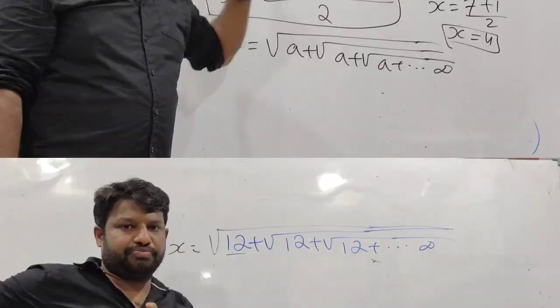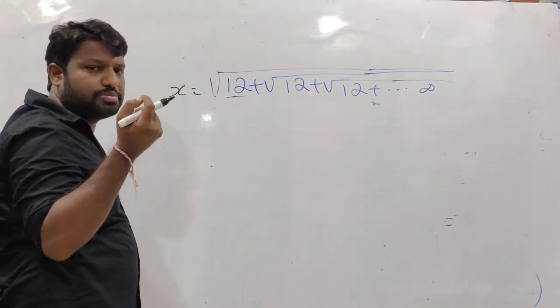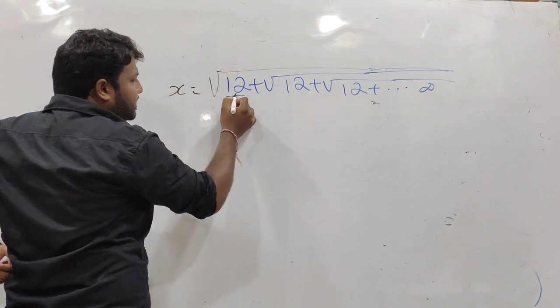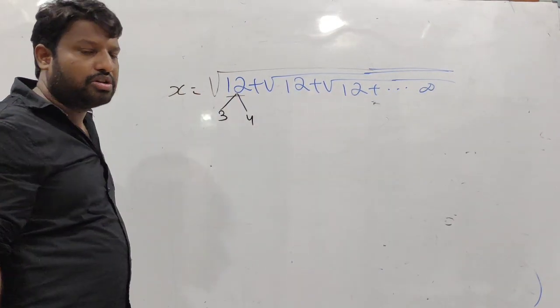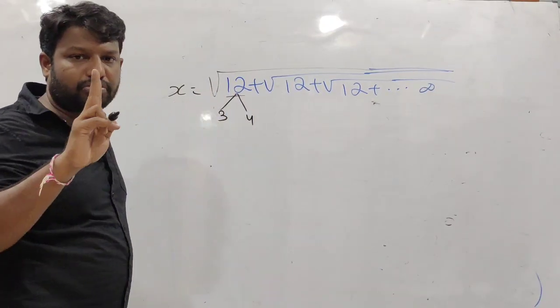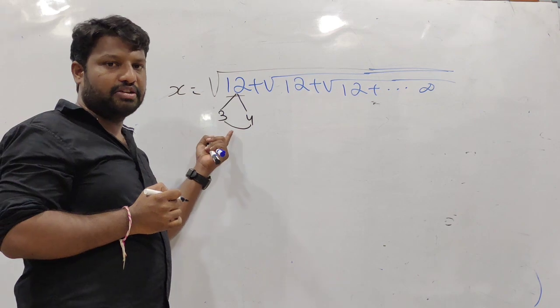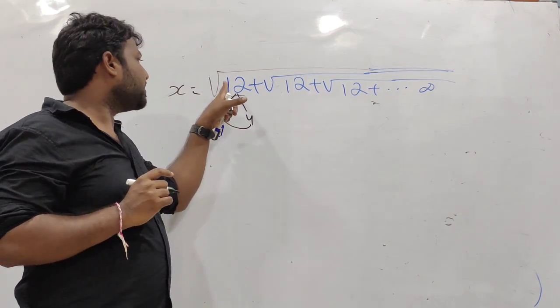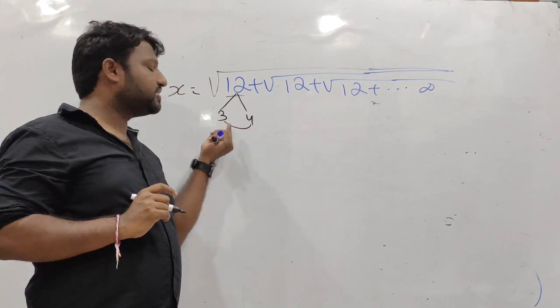If all are plus, and 12 is given as a product of two terms which have difference 1, how do you write 12? I can write this 12 as 3 into 4. 12 as 3 into 4. So how should this number be written? As a product of two terms whose difference is 1. What is the difference between them? 4 minus 3 is 1. So I am expressing this number as a product of two terms whose difference is 1.